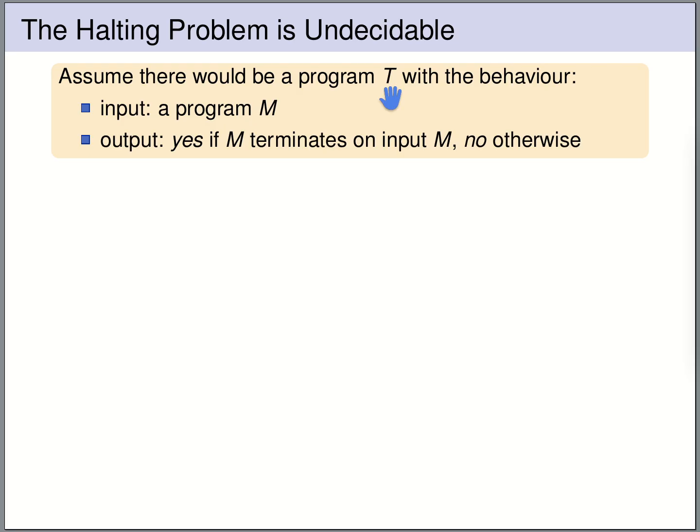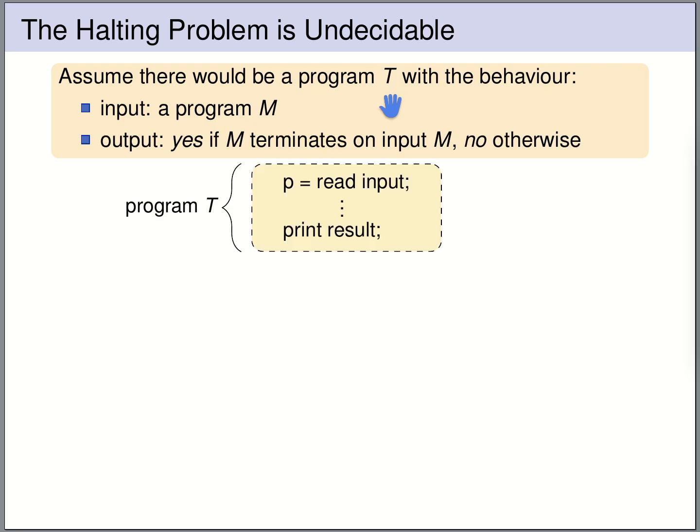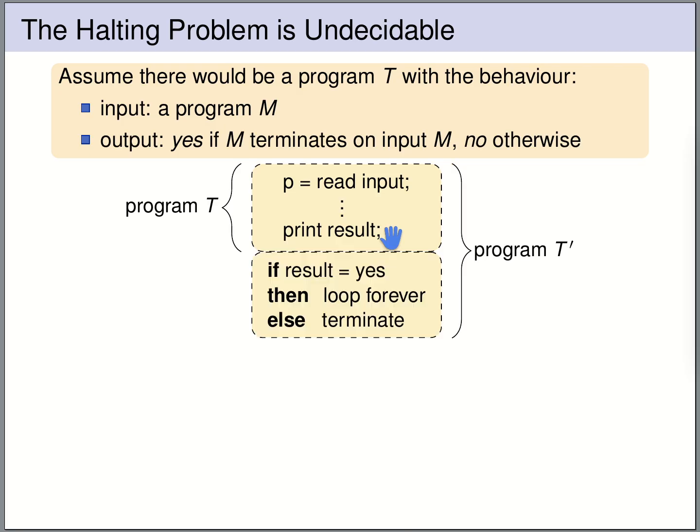So now let's assume that such a program T exists. It has abstractly such a form. It reads somewhere the input and somewhere it prints the result. Now we are going to change T. We are going to extend it into a program T prime. This program T prime does not stop where the result is printed, but it continues and it checks. If the result of T is yes, then we are going to loop forever. And if the result is no, then we're going to terminate.